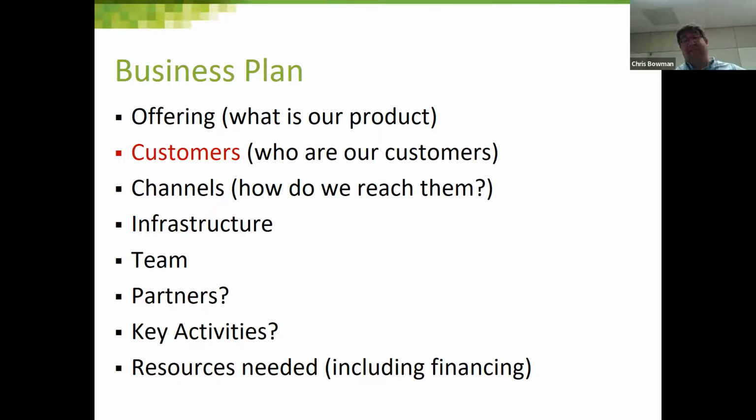What are the activities that I need to manage to get this thing off the ground? And what kind of resources am I going to need? And really, resources means what kind of money am I going to need to get this off the ground?